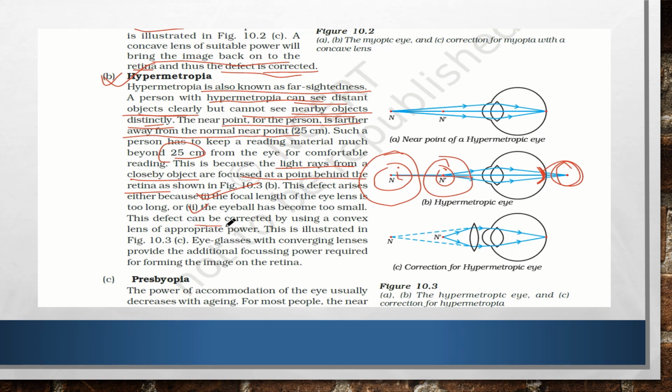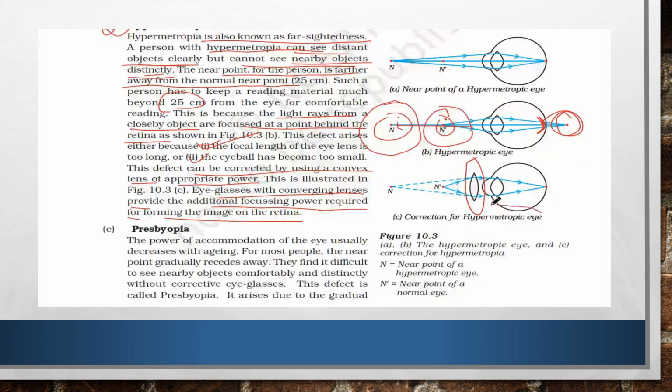So this defect can be corrected by using a convex lens of appropriate power. So here we can use a convex lens of appropriate power and we can correct this problem. The eyeglasses with converging lenses provide the additional focusing power required for forming the image on the retina. It's clear. So this is the correction for the hypermetropic eye.